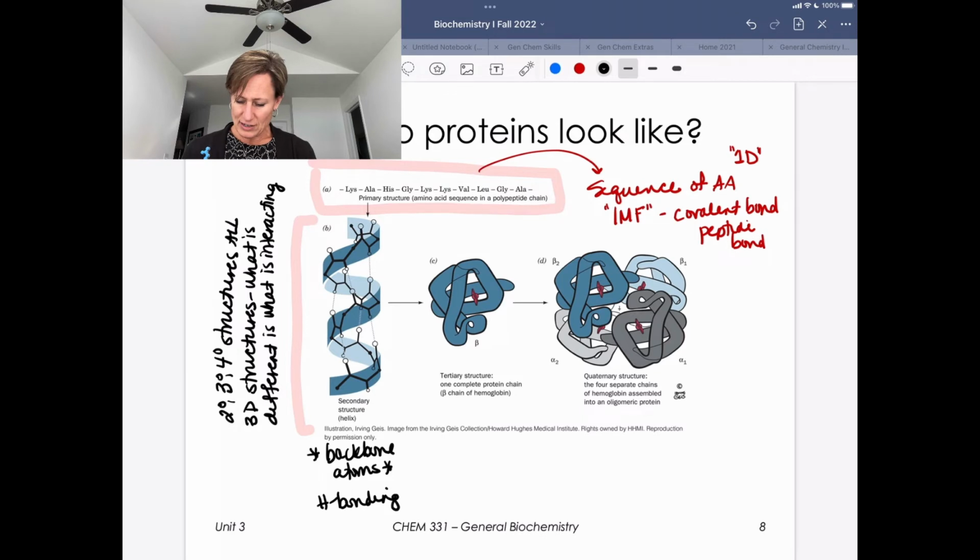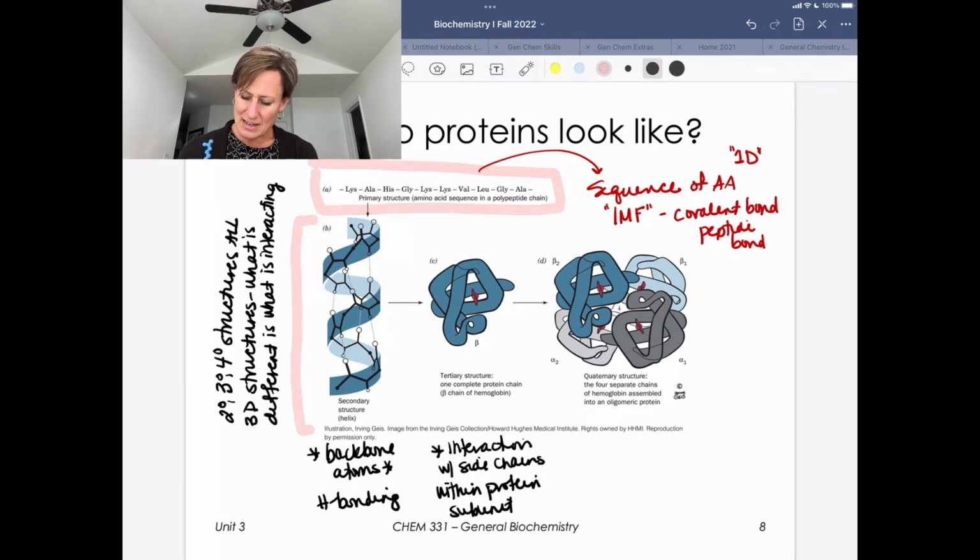Now, tertiary structure. What's different about tertiary structure is there's interaction with side chains. So interaction with side chains. Okay, so these side chains are going to be able to interact with not only each other, but maybe the peptide backbone. But the important thing is we are talking about interaction of these side chains, and these are interactions with side chains that are going to be within a protein subunit. And that is the key feature here, is it is within a protein subunit.